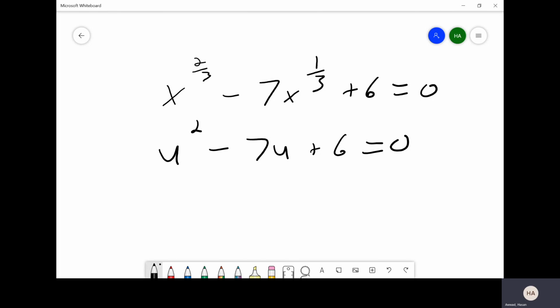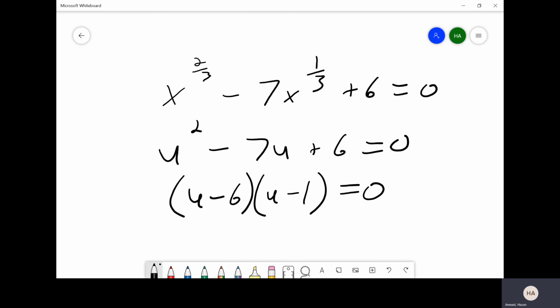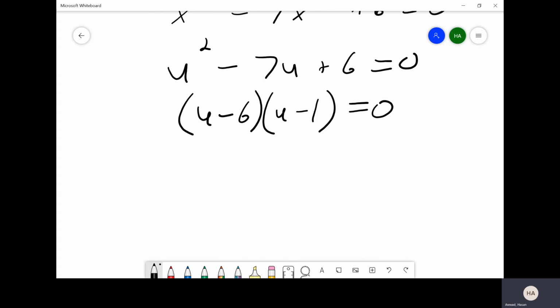So solving this, again, we just look at factors of our constant, which is 6. So we need two factors such that they're going to multiply to give us a positive 6, add to give us -7. And you say, oh yeah, -6 and -1 multiply to give us a positive 6. -6 plus a -1 gives us -7. So u minus 6, u minus 1 is equal to 0. Fantastic. Let's go ahead and solve this. And we get u is equal to 6. U is equal to 1.